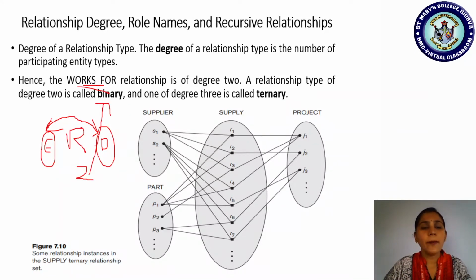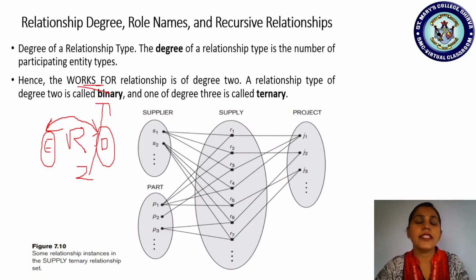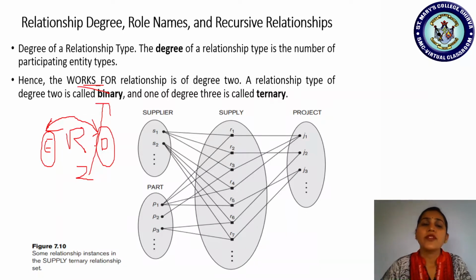Otherwise it is also referred to by which name? Binary. So if the participating entities in a relationship are only 2, then it is referred to as binary. And one of degree 3 is called ternary. So when exactly is ternary used? Suppose in a particular relationship the participating entities are more than 2, that is 3, then we say the degree is 3 or ternary. So just check this example here.